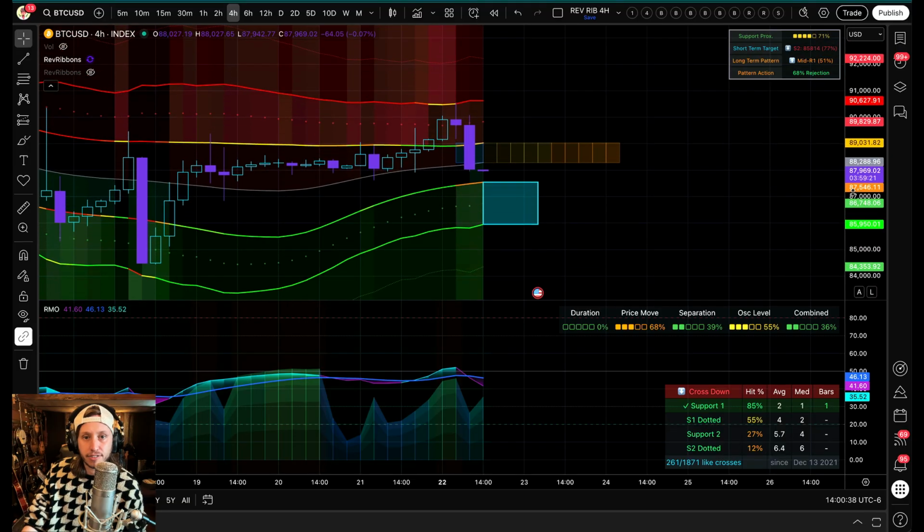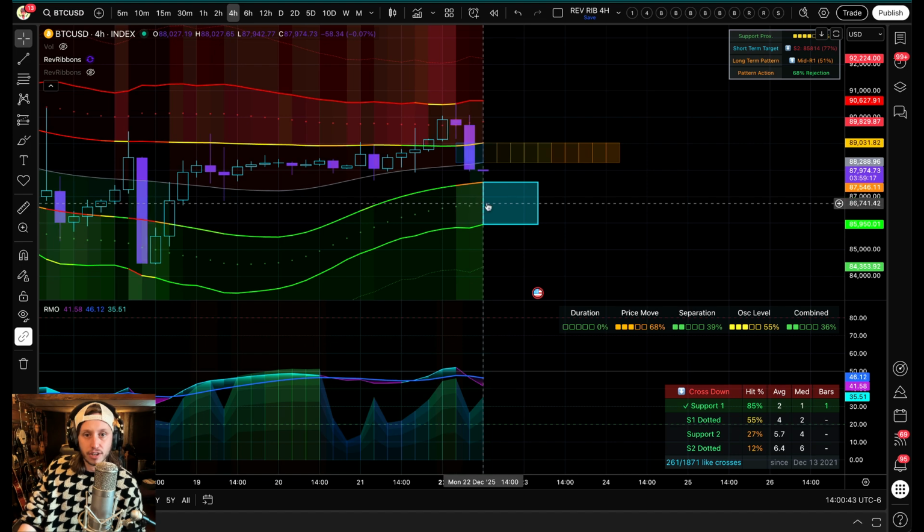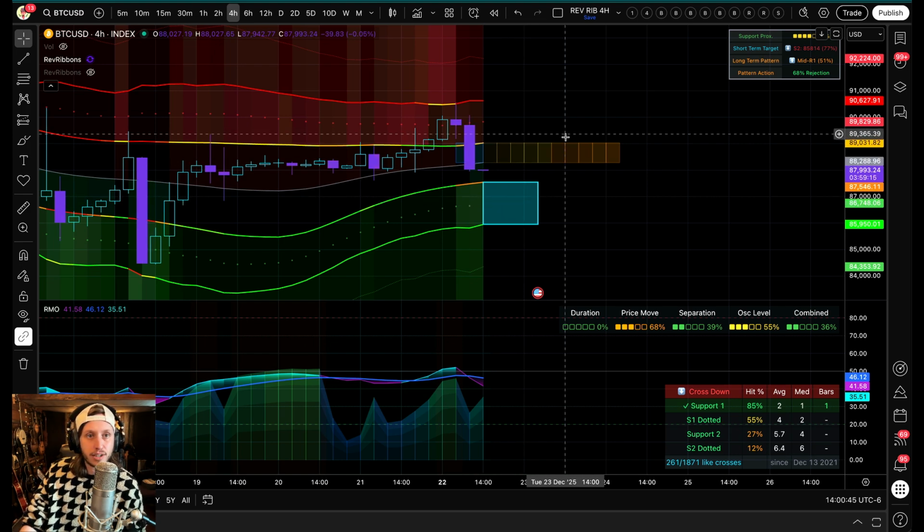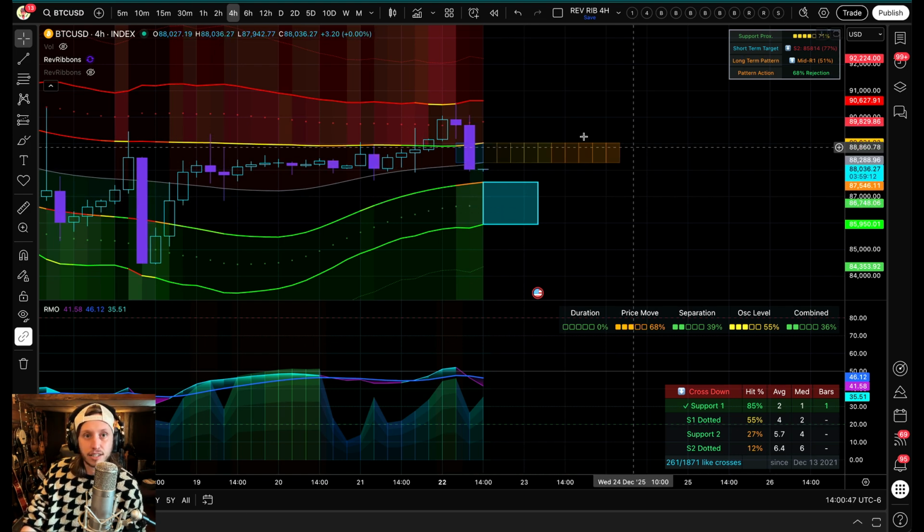I want to look at the 4-hour time frame. Maybe we see a bounce off of the 6-hour or the 4-hour around here, and then maybe we see a move up. But currently today, looking definitely more bearish.